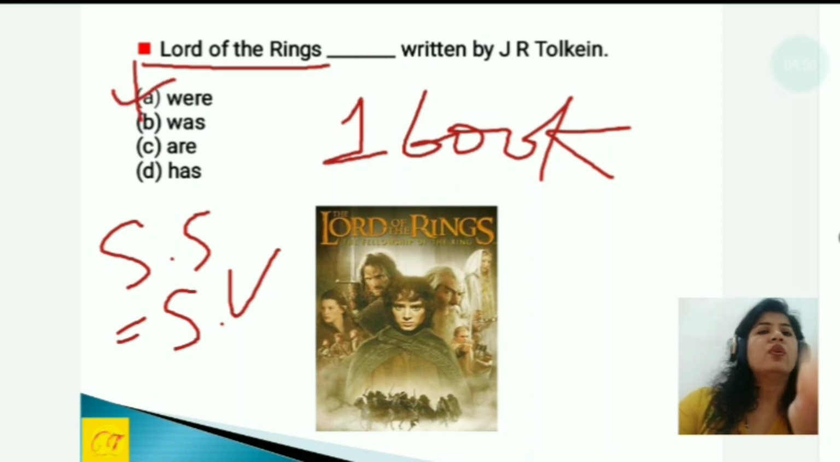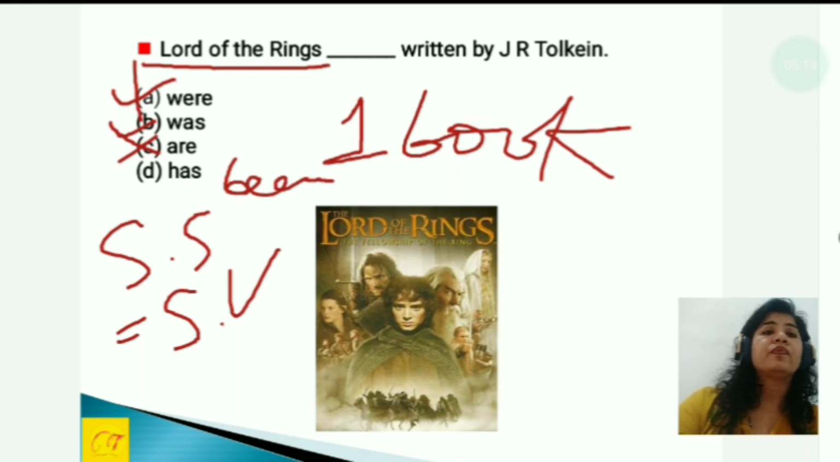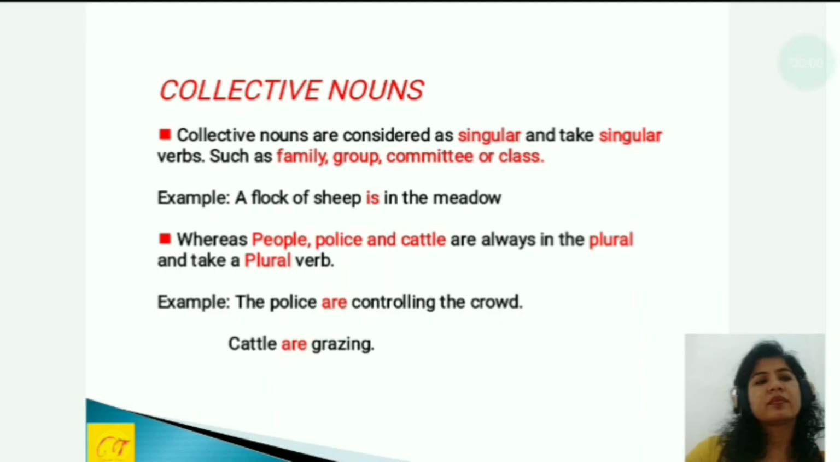Were, no, it's the plural one. Was, yes, it's the singular. Are, no, it's the plural one. Has, yes, it is singular, but it needs been behind it, right? So there is no been, so it's grammatically wrong, and was is the correct answer. Lord of the Rings was written by J.R. Tolkien. Alright. The next rule is collective nouns.